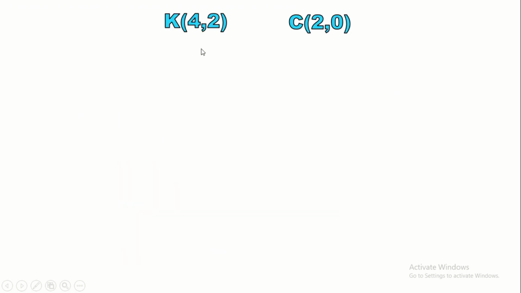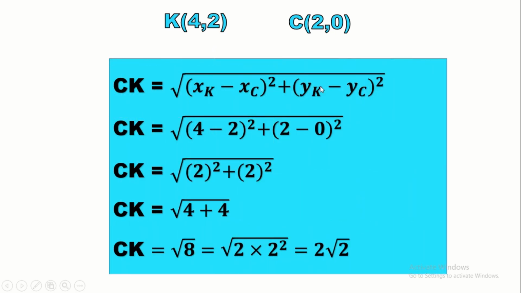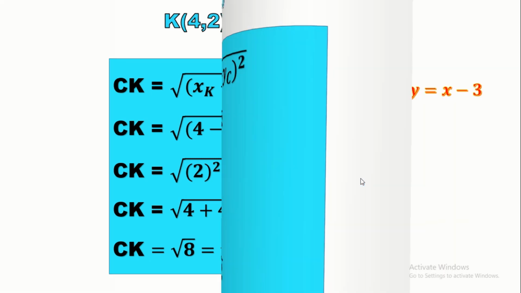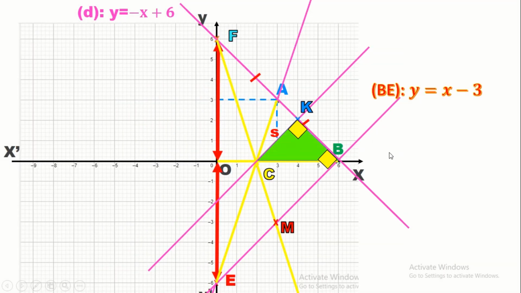Now we can find the length of CK, which will be 2 radical 2 using CK equals radical of (xk minus xc) squared plus (yk minus yc) squared. We have the coordinates of both of them. We just replace them and solve. Something else, as I told you, we have a right isosceles triangle. We can use hypotenuse equals side times radical 2.